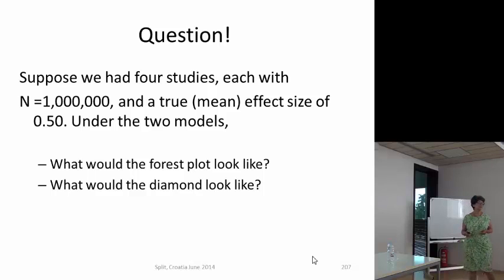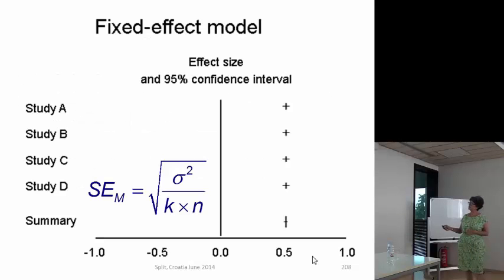So here's a little thought experiment. We have 4 studies, each with a sample of 1 million. And the true mean effect is 0.5. What would the forest plot look like under the fixed effect model versus the random effects model? And what would the little summary diamond at the end look like in the fixed versus random effect model?